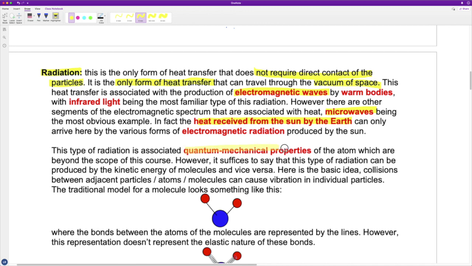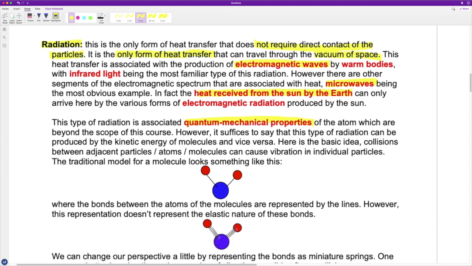So now, the reason that this occurs, where we get these electromagnetic bits of radiation being produced, has to do with some quantum mechanical properties, which is a little bit beyond the scope of this course. But essentially, weird stuff happens. When we talk about how atoms vibrate, their vibration actually can produce these forms of electromagnetic radiation based on the way the electrons get excited, jump from one valence shell to another, or the way the atoms themselves vibrate.